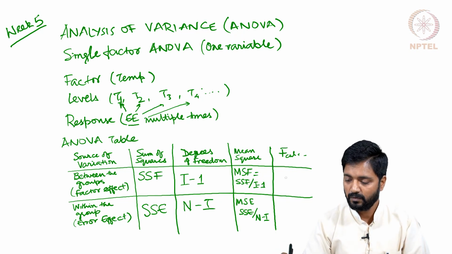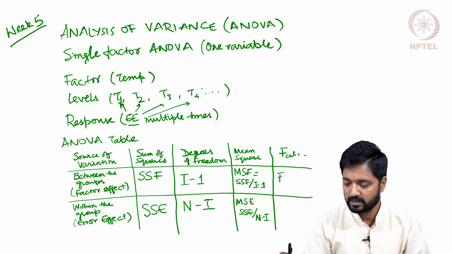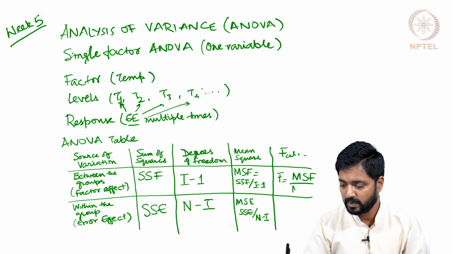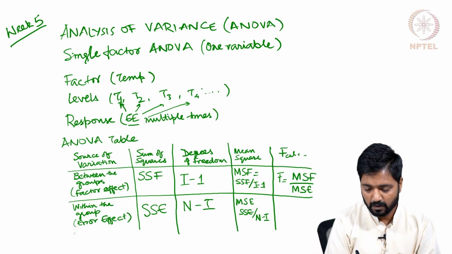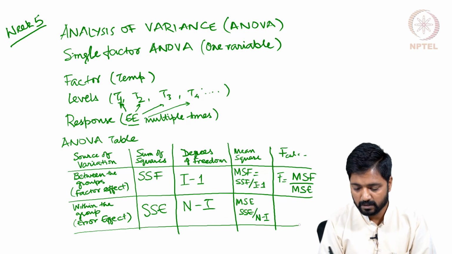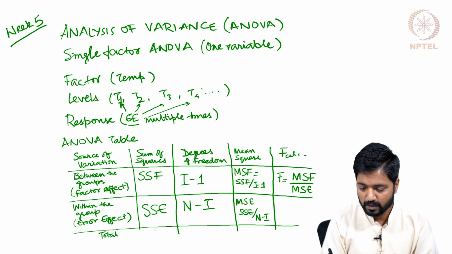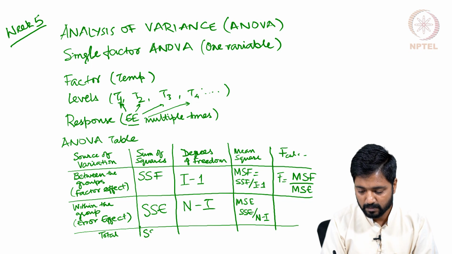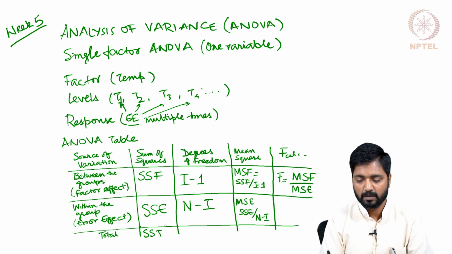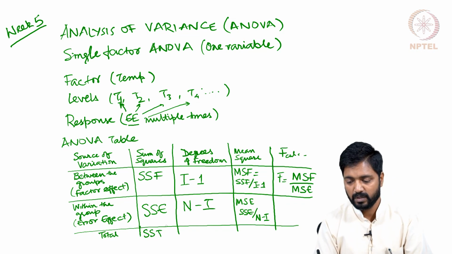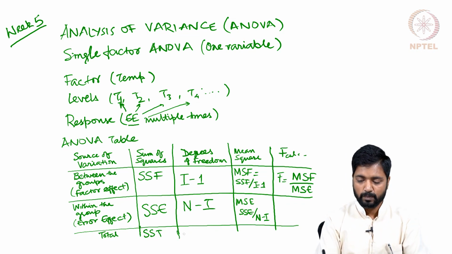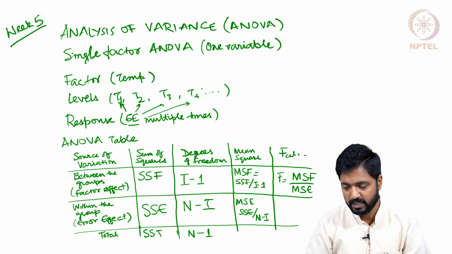From here we calculate the F calculated value, which is MSF divided by MSE. And we can also do a total value here. This will become SST, which is the sum of SSE and SSF. The degrees of freedom total would be n minus 1 if we are dealing with a total of n readings.